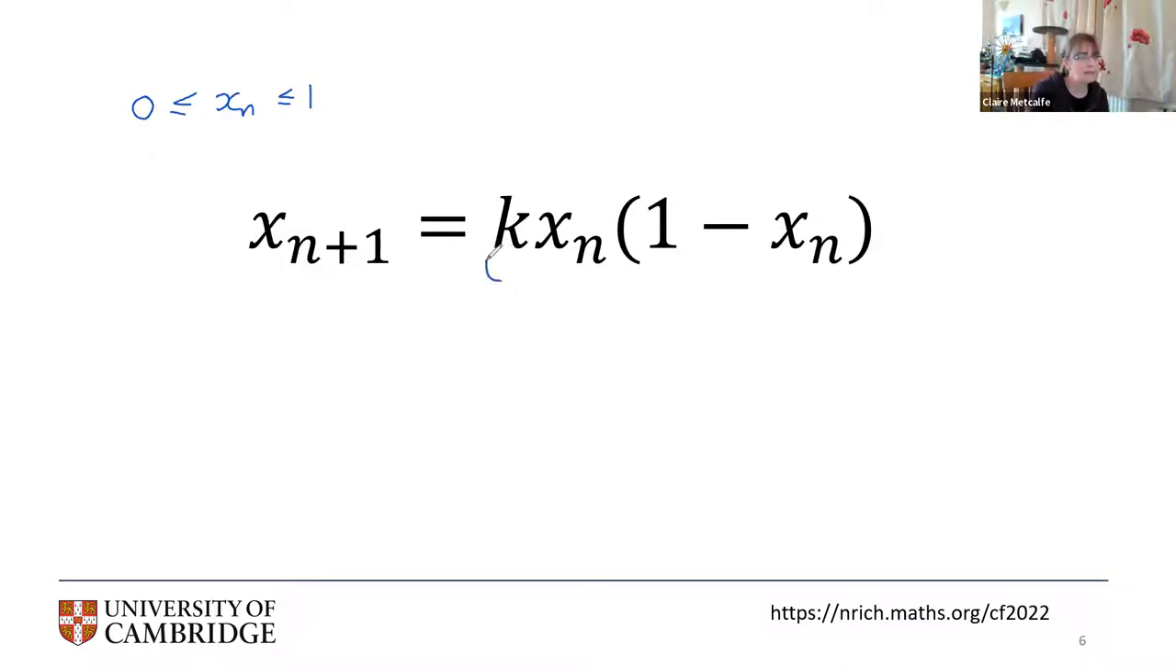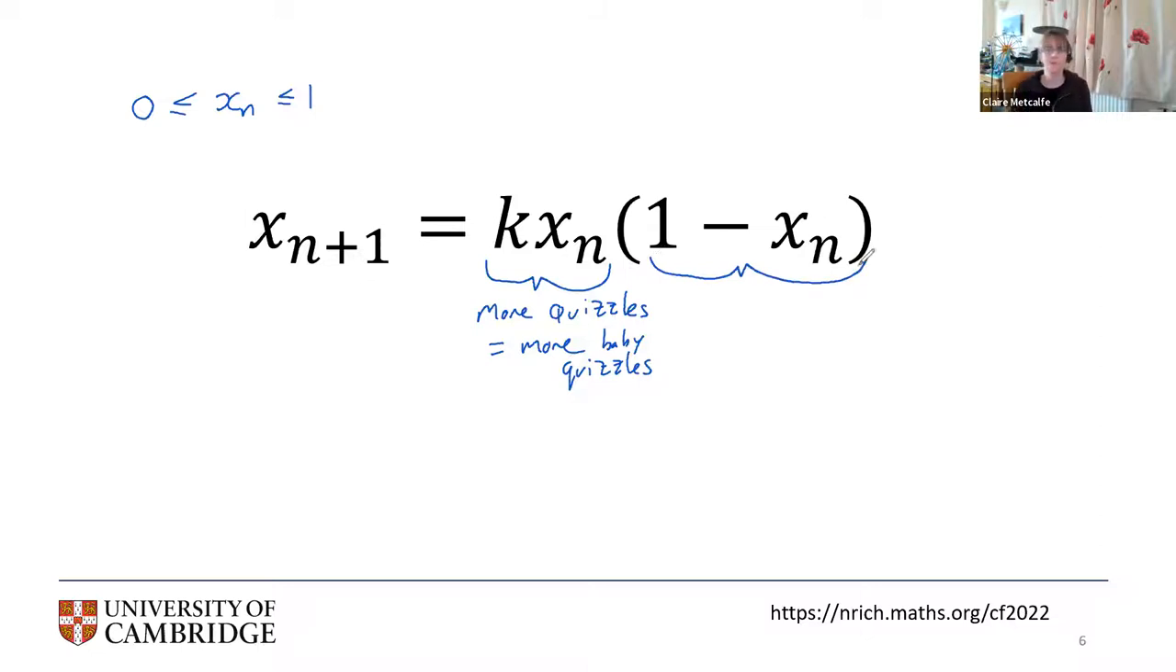We have a factor here, which is basically saying that the more quizzles we have, the more baby quizzles we have. So more quizzles is more baby quizzles next year. Charlie, can you interpret what this factor might be trying to represent? Okay, so that might be the influence of the environment on the population of quizzles.